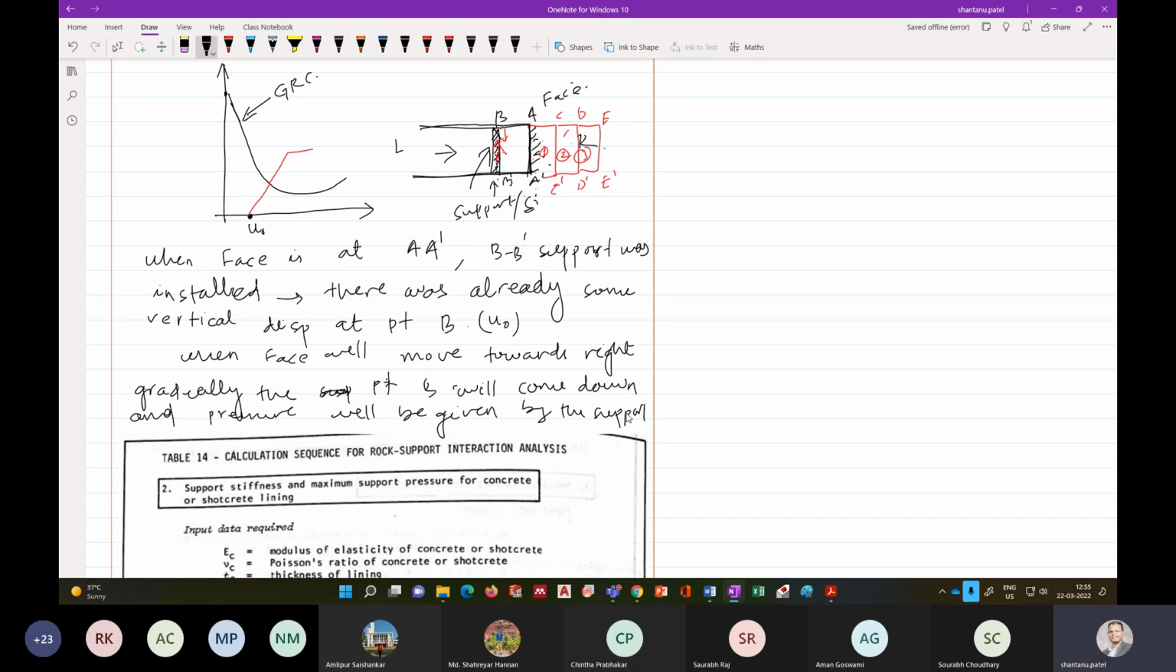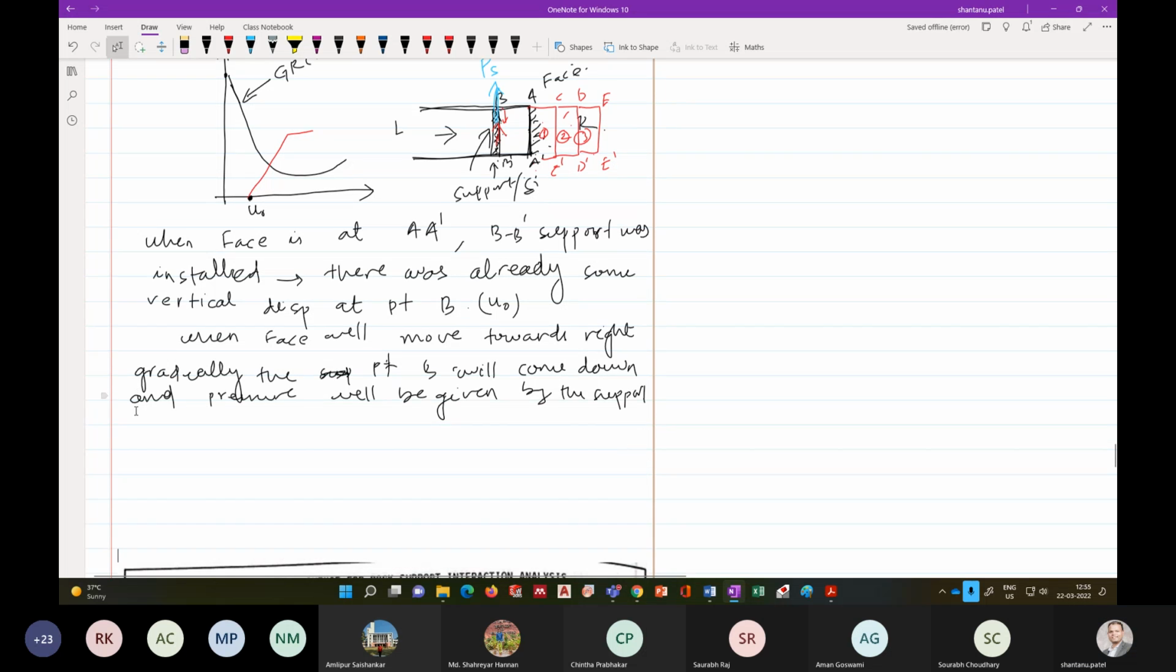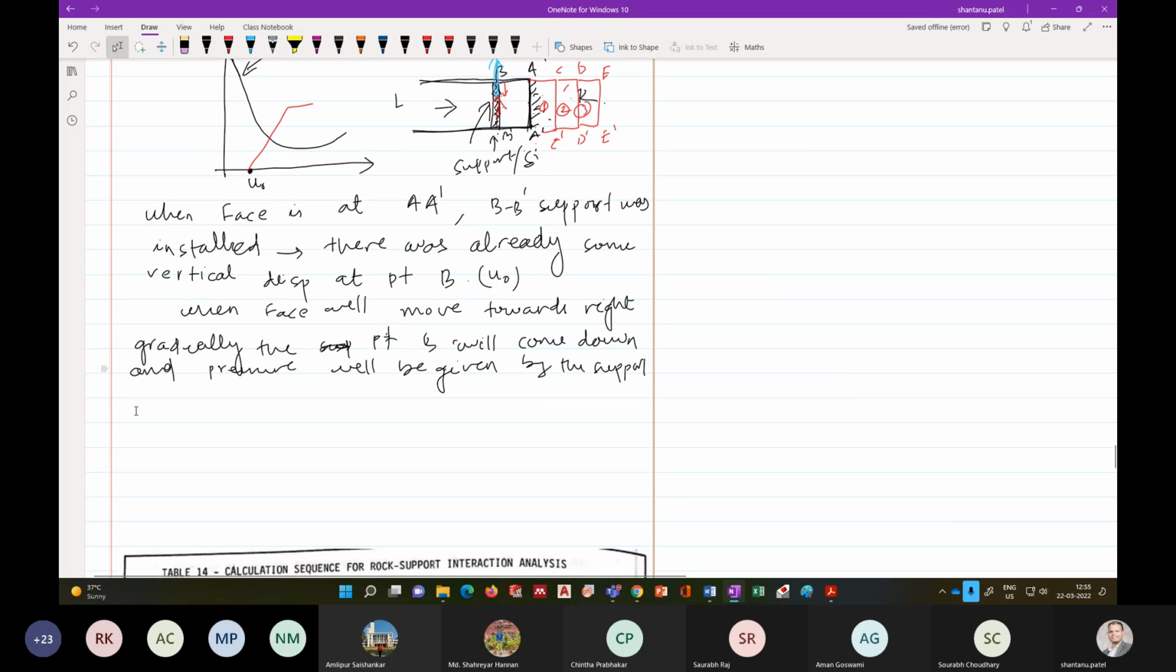Is this clear? So when this phase will move towards the right, the B will deform, like it will further go down, and the support will deform, and it will give some support pressure. So here there will be a pressure by this support. Maybe you can write PS, pressure by the support. Is this clear? Anybody?